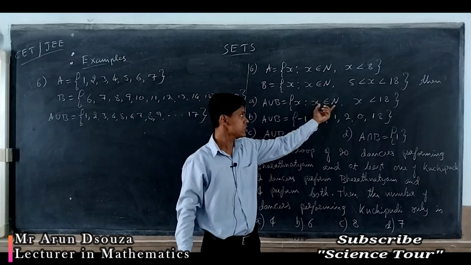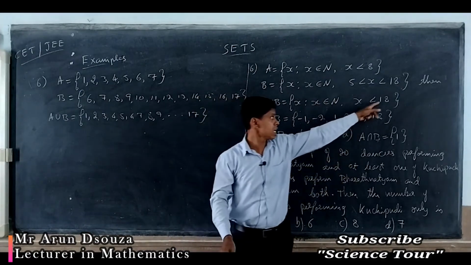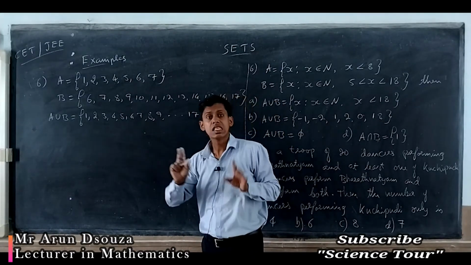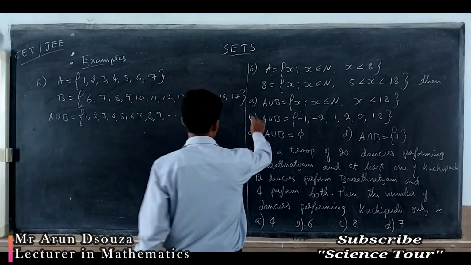Yes. So this is all natural numbers. Natural numbers beginning with 1 and those natural numbers which are less than 18. So these natural numbers are strictly less than 18 and that's it. That's the answer, option A.